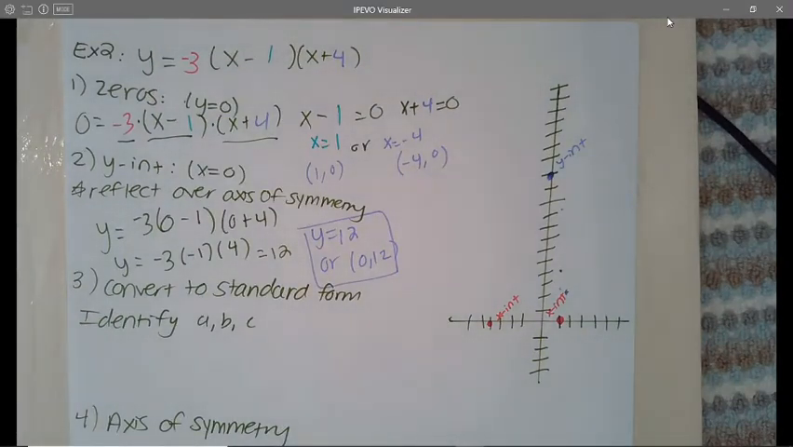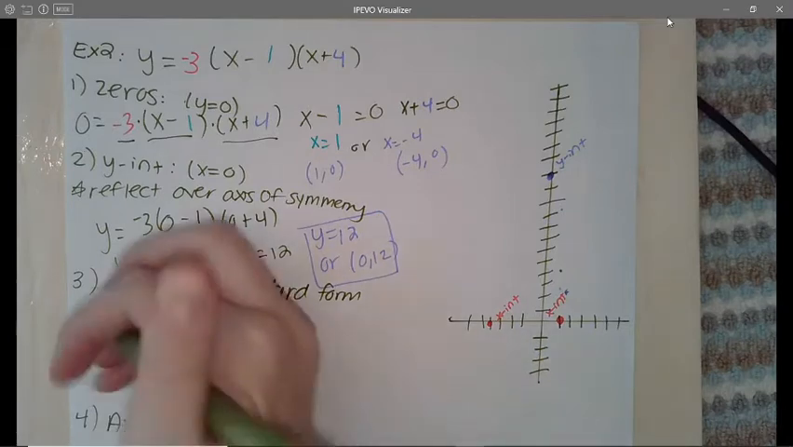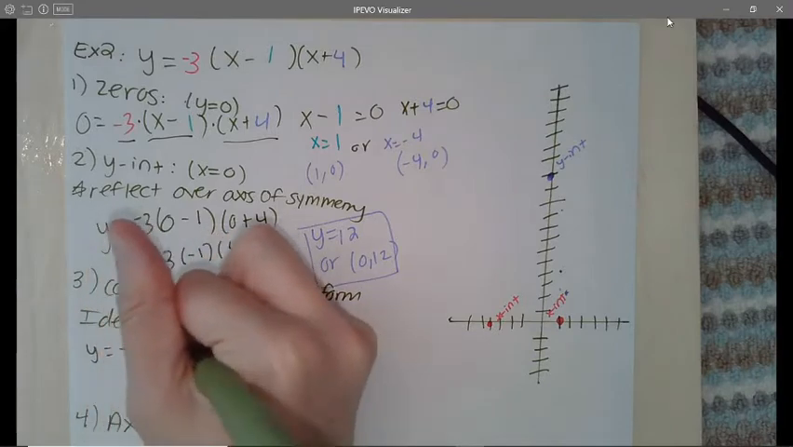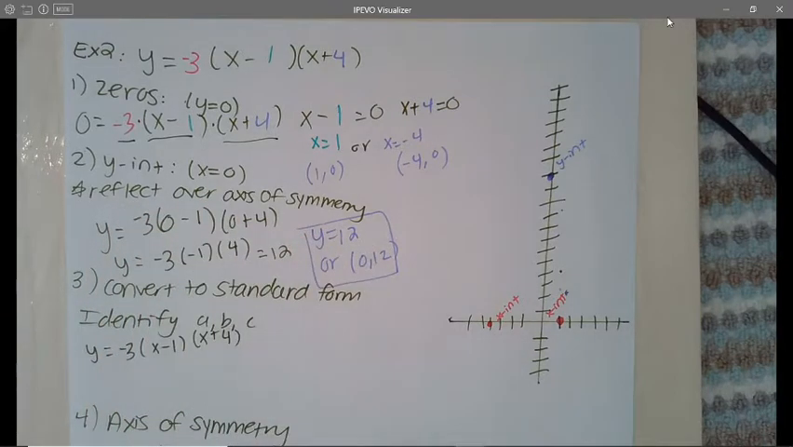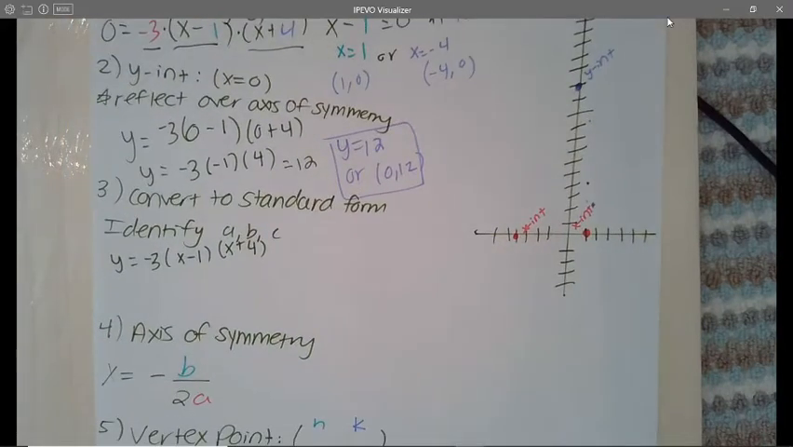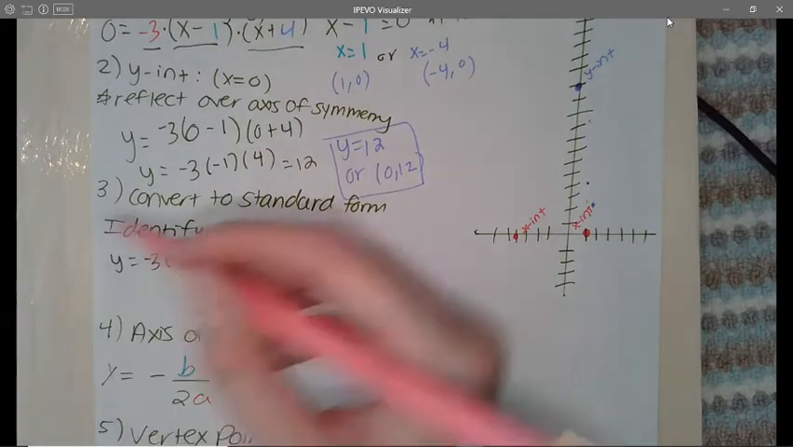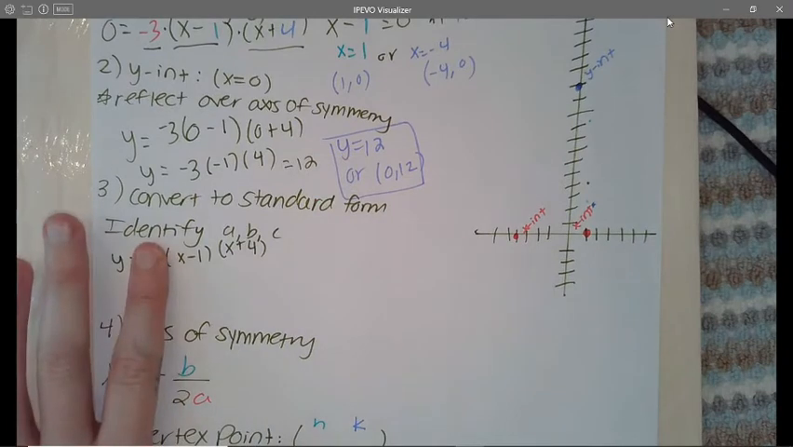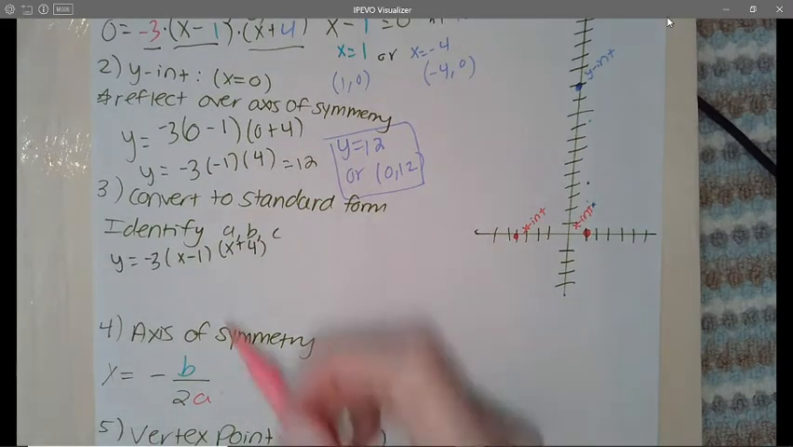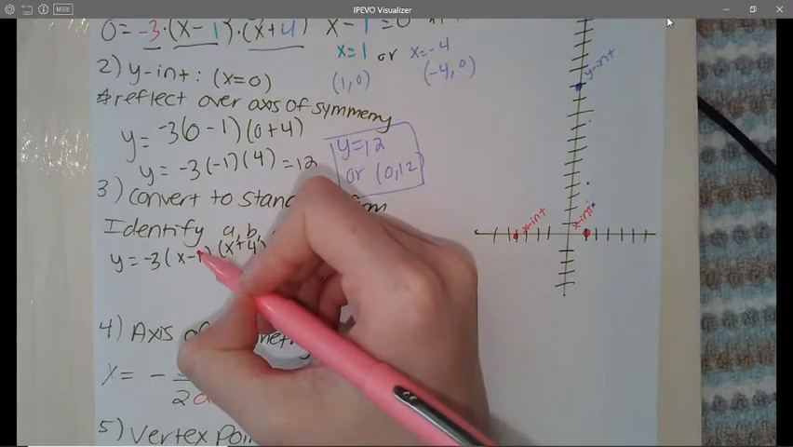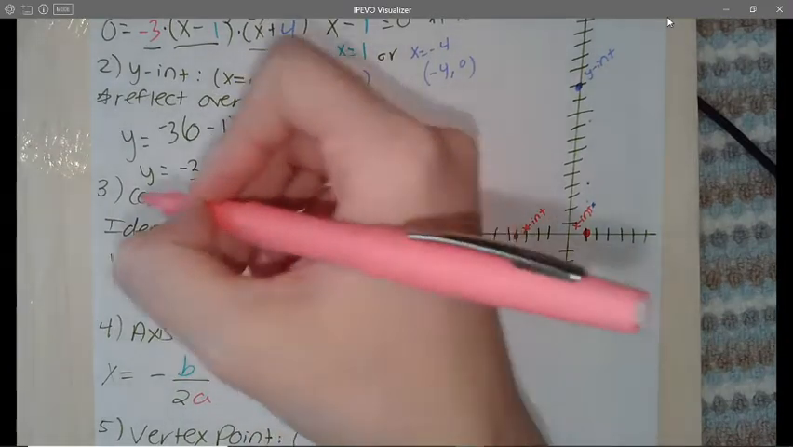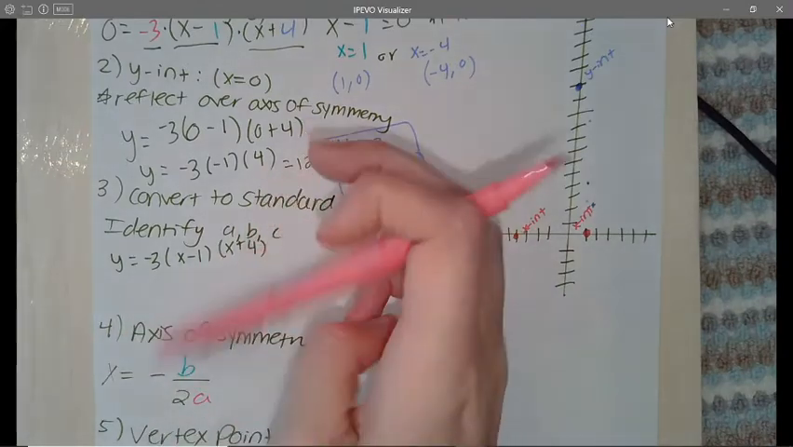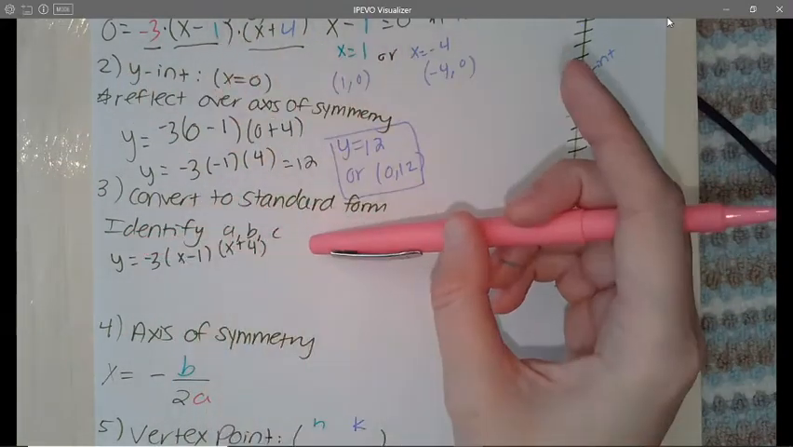Okay, so I'm going to rewrite this real quickly. So we have y equals -3 times x minus 1 times x plus 4. Okay, so for the time being, I'm going to distribute these two parentheses together. I'm going to ignore this -3 until the very end. Now, it is not wrong to distribute the -3 to the first parenthesis and distribute that to the next parenthesis. Now, what you can't do, you cannot distribute -3 to everything.